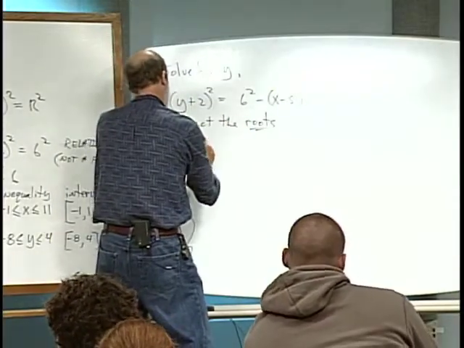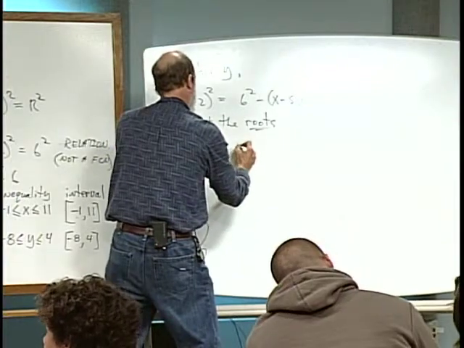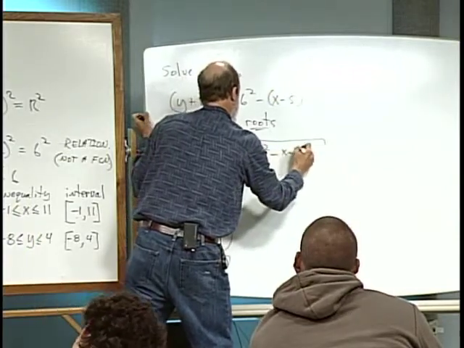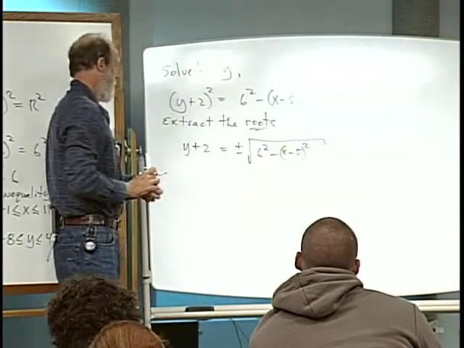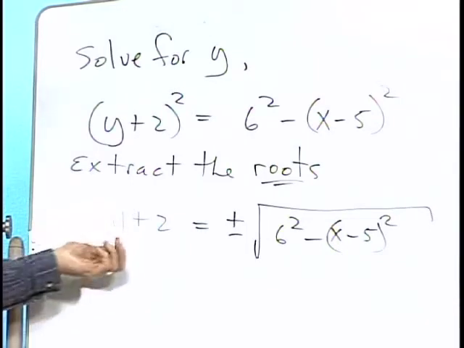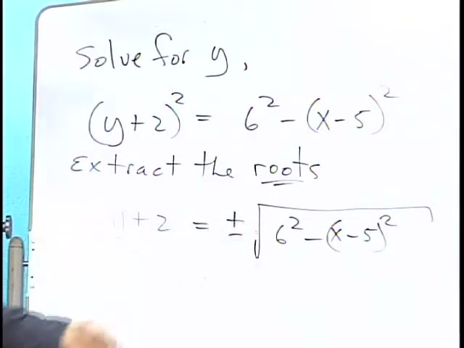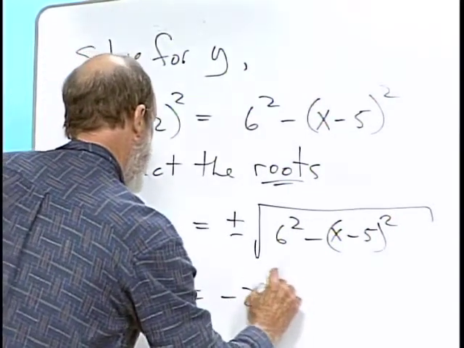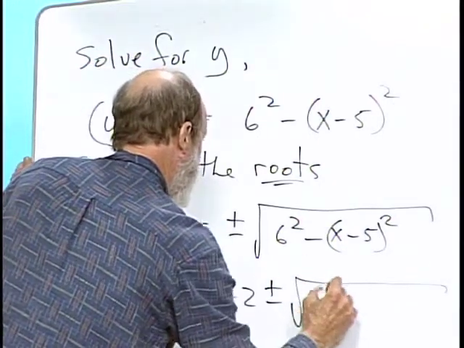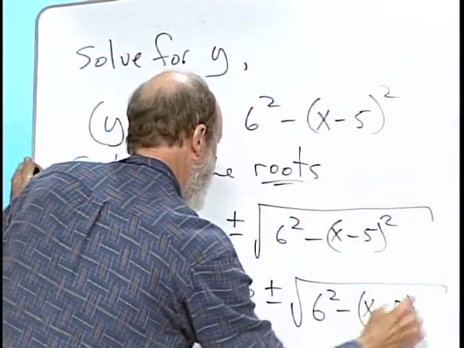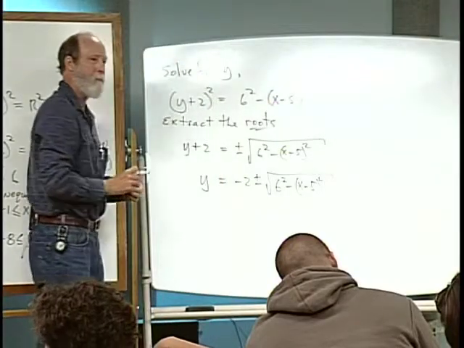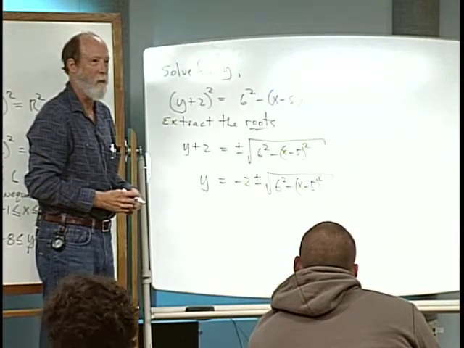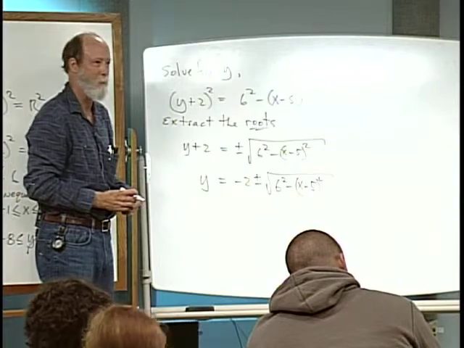So we square root both sides, so we get y plus 2 equals, be careful, plus or minus a big square root of 6 squared minus x minus 5 quantity squared. Now, we bring this plus 2 over to the other side, and we have got it finished for y. Y equals negative 2 plus or minus the square root of 6 squared minus the quantity x minus 5 quantity squared. Everybody feeling good? Okay.